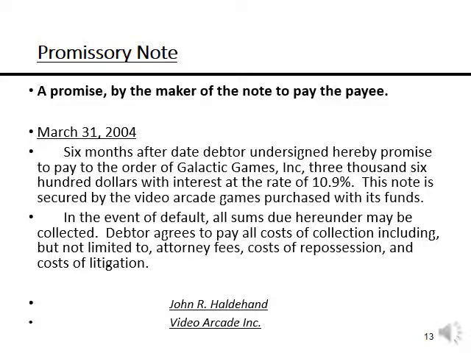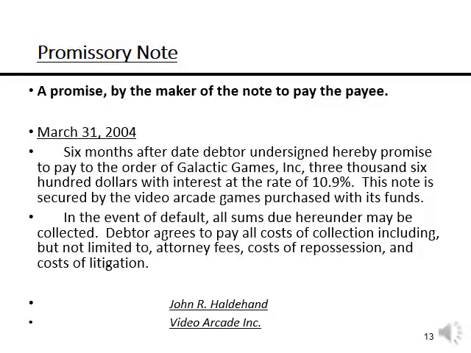It's signed by an agent of Video Arcade on behalf of Video Arcade. And it says 6 months after the date. So it's signed for payment 6 months after the date on this instrument. And so what that means is this instrument is payable at a specific time. It says the undersigned hereby promises to pay to the order of Galactica Games. So the payee is Galactica Games. $3,600. So it is here some certain amount of money.